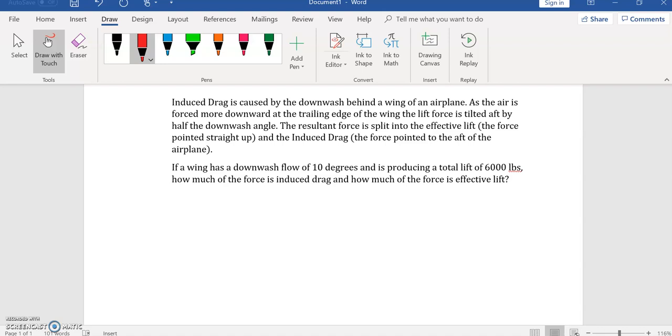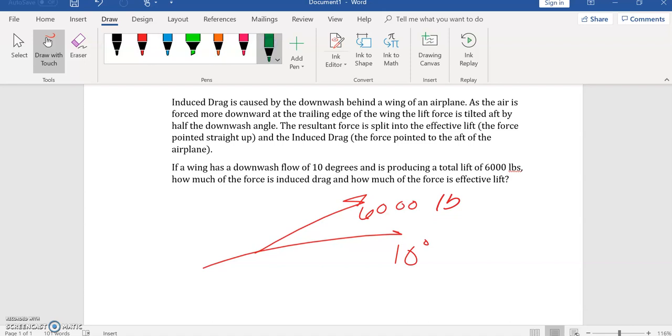So we have a wing with a downwash angle of 10 degrees and it's producing a total lift of 6,000 pounds. How much force is induced drag and how much force is effective lift? So here's our plane, and it's going this way. We have 6,000 pounds of lift, and they're saying that it has a downwash angle of 10 degrees.